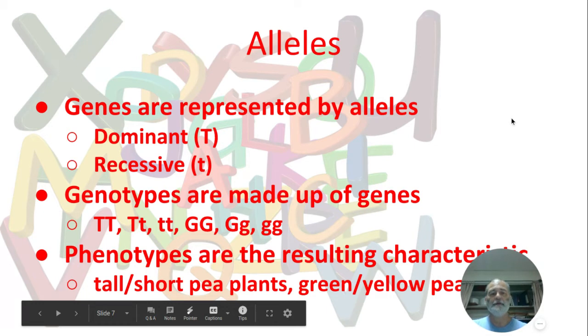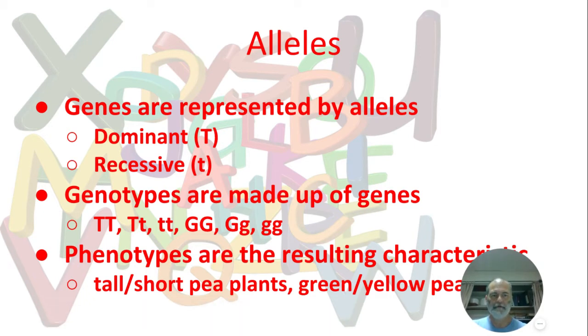So there are these things called alleles, and if you listen to my song called the Heredity song, you'll hear about alleles, and maybe I'll sing it a little bit for you. But genes are represented by alleles, and alleles are basically letters that represent the genes. So if we're talking about pea plants, we can talk about the dominant capital T, and we can talk about the recessive lowercase t. Those are the alleles.